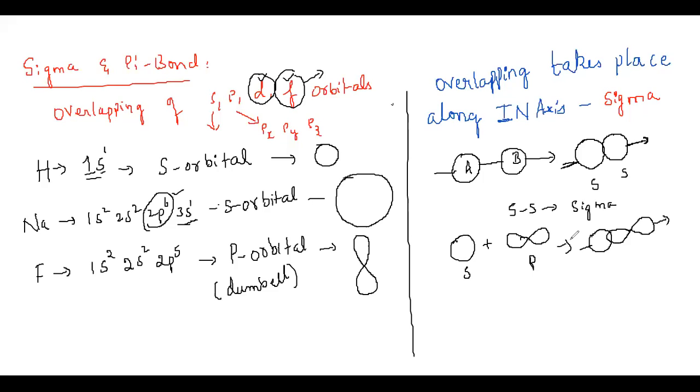So you can observe the bonding is happening along the axis only. It is passing through the nucleus of the two bonded atoms. This is the p orbital and this is the s orbital. The internuclear axis is passing through the nucleus of atom A and the nucleus of atom B, where the p orbital and s orbital are participating in the bonding. So s and p are overlapping here, but the overlapping is along the axis only, so I can call this a sigma bond.